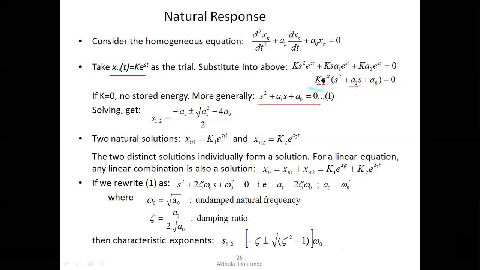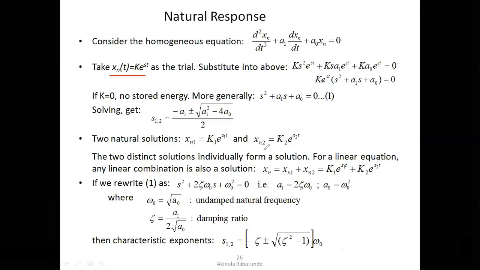You can go ahead and solve this. Given the nature of what we have here, you're going to use the quadratic formula or quadratic equation to solve it. If you do that, you obtain s1 equal to these, and then you obtain two important natural solutions. So xn1 will be equal to k1 e^(s1 t), xn2 will be equal to k2 e^(s2 t). Normally when you solve a quadratic equation, you obtain two solutions, so that is why this is the way it is here.